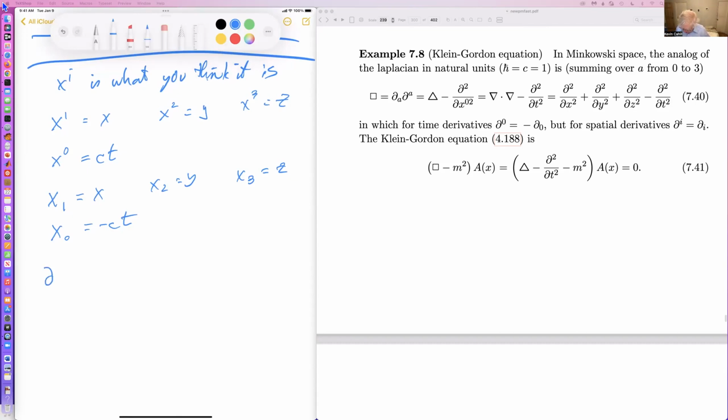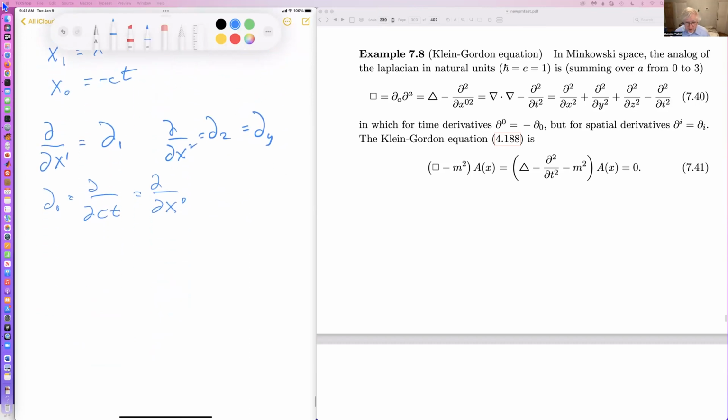Similarly, partial x1 is written this way. Partial x2 is that, which can also be written as d sub y. Of course, in general, 0, 1, 2, and 3 can represent arbitrary coordinates. They don't have to be rectangular. And d0 is partial with respect to ct, or partial with respect to x0.